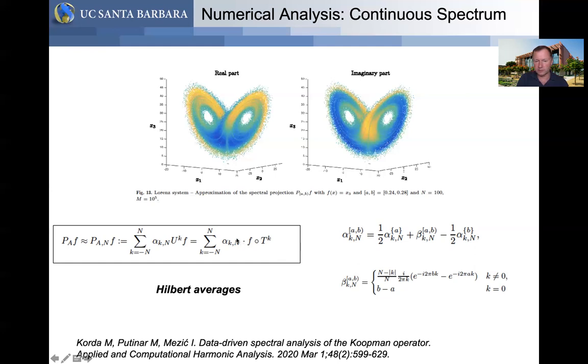Now, what are these coefficients alphas? Well, they consist of basically harmonic averages that I've shown you before, evaluated at endpoints. And then also this term beta that contains a coefficient that is 1 over k. So previously you had e to the I omega, but here you have 1 over k. So these are more like Hilbert averages, or Hilbert transforms, if you take a look at the ergodic theory literature.